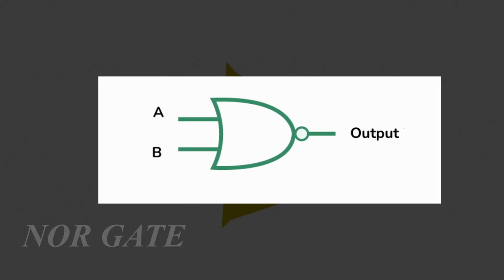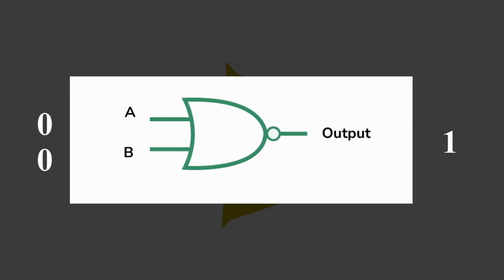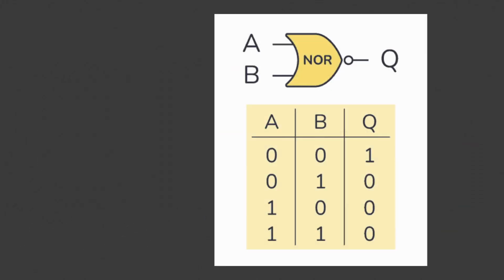NOR gate. Similar to the NAND gate, the NOR gate is an OR gate followed by a NOT gate. It outputs a 1 only when both inputs are 0, in all other cases, it outputs 0.